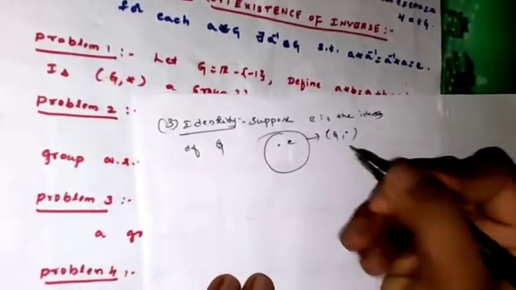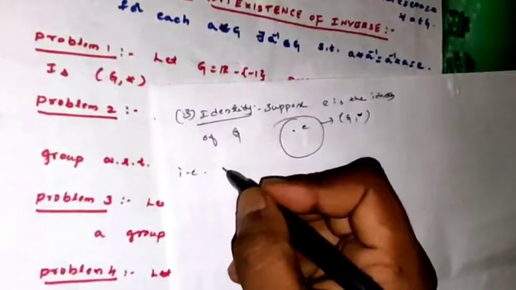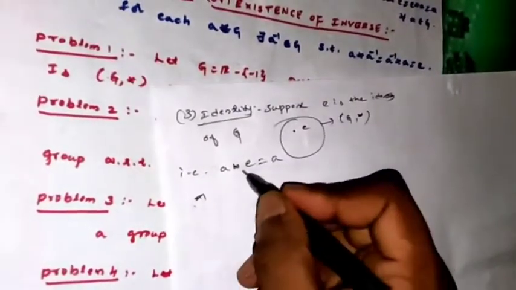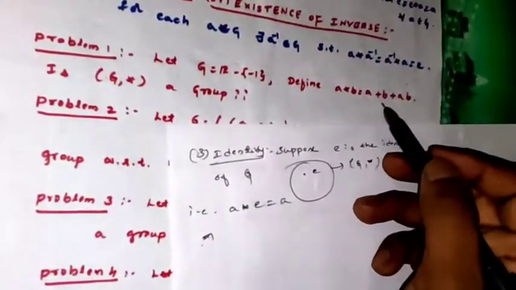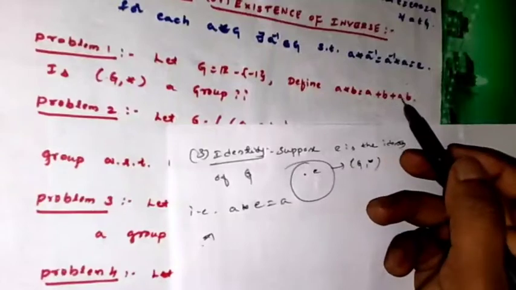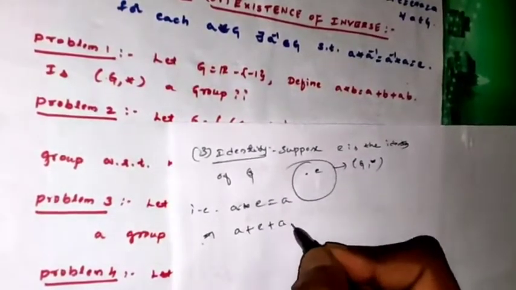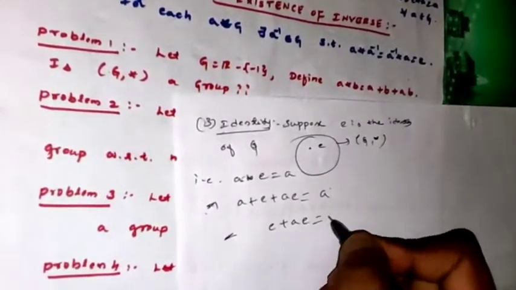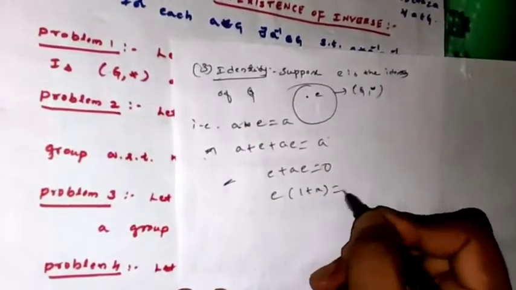G comma star. What is the condition? We know that a star e is equal to a. What is the condition they have given? a star b is equal to a plus b plus ab. We apply here a plus e plus ae is equal to a. Here a gets cancelled. We get e plus ae is equal to 0. Here we take e common: e times (1 plus a) is equal to 0.